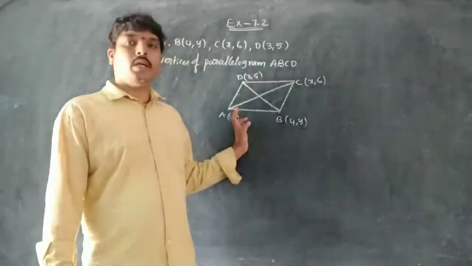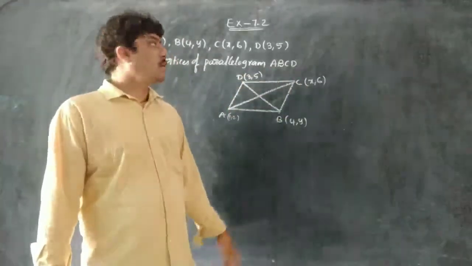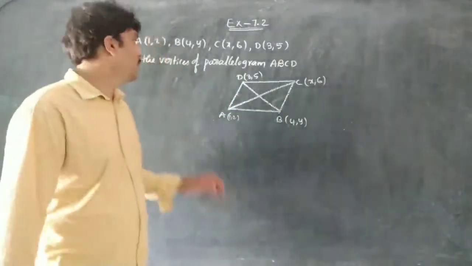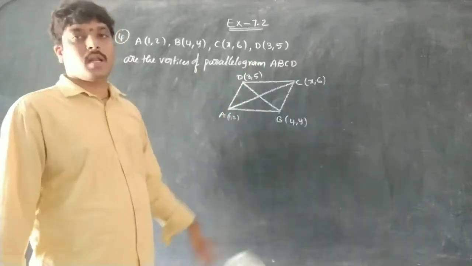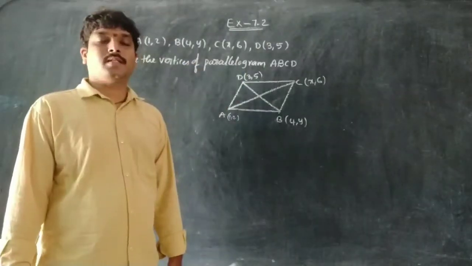Okay, now here there are 4 points A, B, C, D. They are given. Show that they are the vertices of parallelogram ABCD. Then find x comma y.